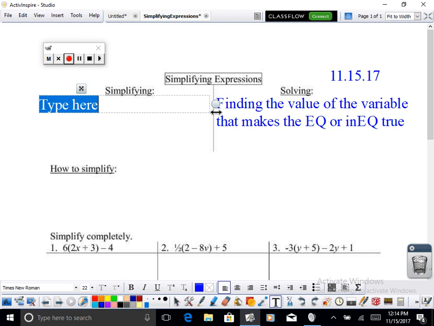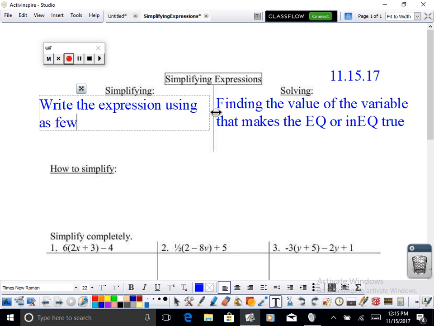But what we do want to find is what it looks like in its simplest terms. When we are simplifying, what we're trying to do is write the expression using as few characters as possible. We're not trying to change what the expression is worth. We want it to still represent the exact same thing, but we want to do it with as few terms as possible. Think of it as you're kind of editing a Twitter post.